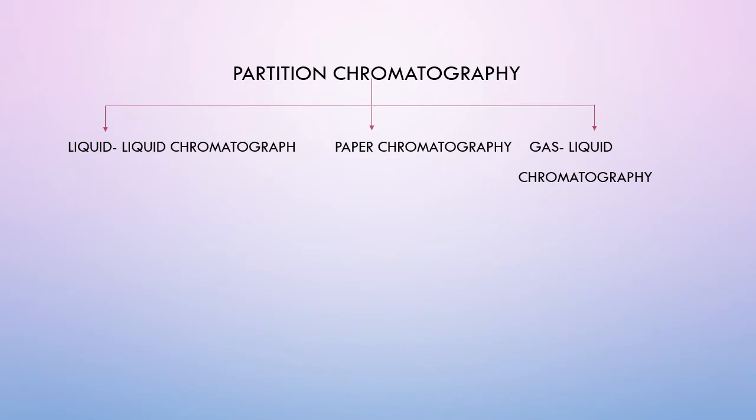Partition chromatography is divided into three important types. The first is liquid-liquid chromatography, a technique where a sheet of blotting paper is used instead of the adsorption column. The second is paper chromatography, where a paper sheet is used for the separation. The third is gas-liquid chromatography, a technique in which separation of the mixture is done by an inert gas along a tube. So there are three types of partition chromatography.